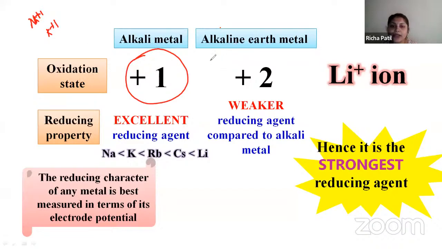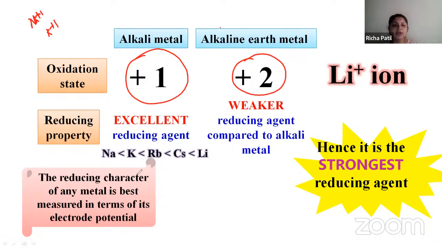In alkaline earth metals, the outermost electronic shell consists of how many electrons? It can give 2 electrons to be stable, to complete its octet. So it can readily give 2 electrons, and thus it will have the +2 state.